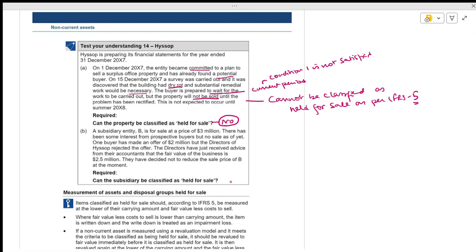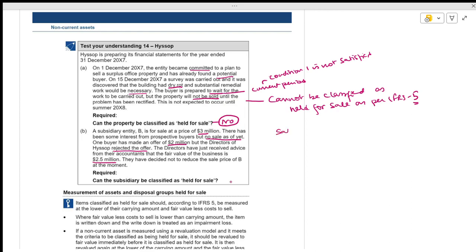A subsidiary entity P is for sale at a price of 3 million. There has been some interest from prospective buyers, but no sale as of yet. One buyer has made an offer of 2 million, but the directors rejected the offer. The directors have just received advice from their accountant that the fair value of the business is 2.5 million. They have decided to reduce the sale price at the moment. The sale price is 3.